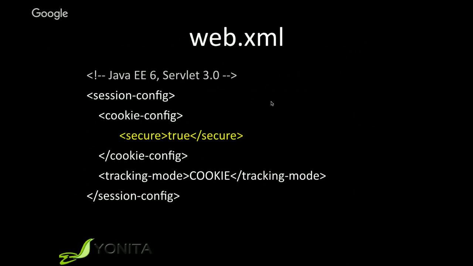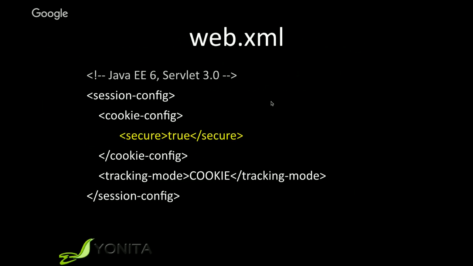And then also in web.xml, we configure the secure flag for cookies. It prohibits browsers from sending cookies over unencrypted channels. That's very important because we guarantee that cookies will be sent only over HTTPS. This configuration parameter, yes, Roberto?